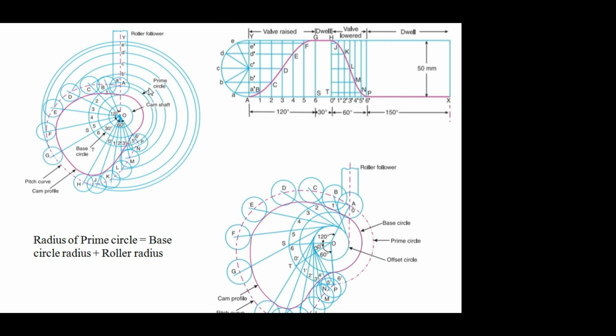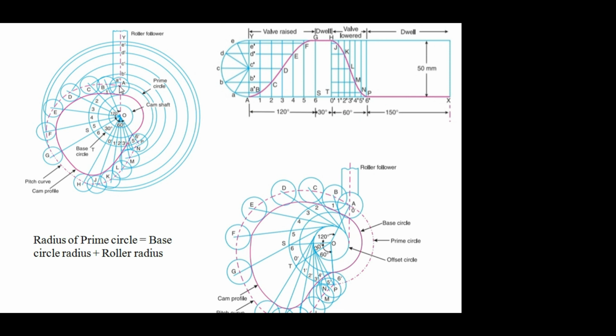We have to draw the prime circle here. What is that prime circle? Radius of prime circle is equal to base circle radius plus roller radius. Now the base circle radius is 25 mm and the roller radius is 10 mm. So the radius of prime circle will be 35 mm. Taking O as a center, with 35 mm radius, draw the prime circle here. So here capital A is the center of roller. It is the initial position of the roller when the follower is at its bottommost position.